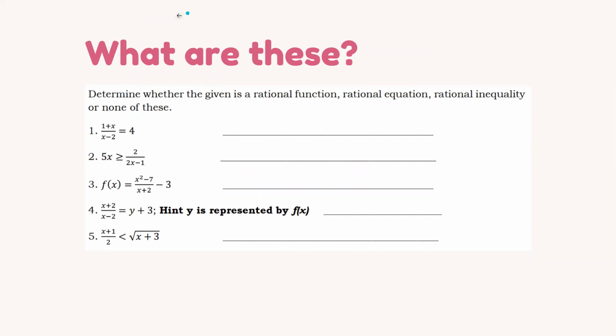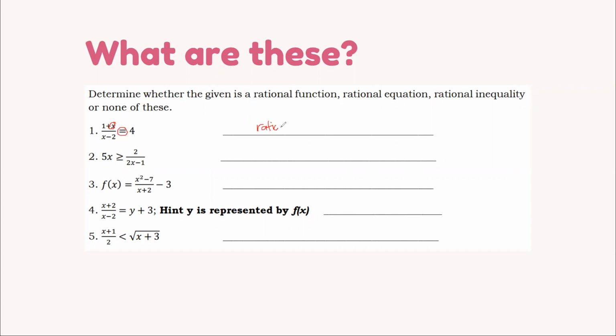So let's try to look at these examples. Let's determine whether these expressions are rational functions, rational equations, rational inequalities, or none of them. So first, number 1. Is this a rational equation? How many variables are involved? We only have x, right? And what type of sign does it have? We only have the equal sign. So this is a rational equation.